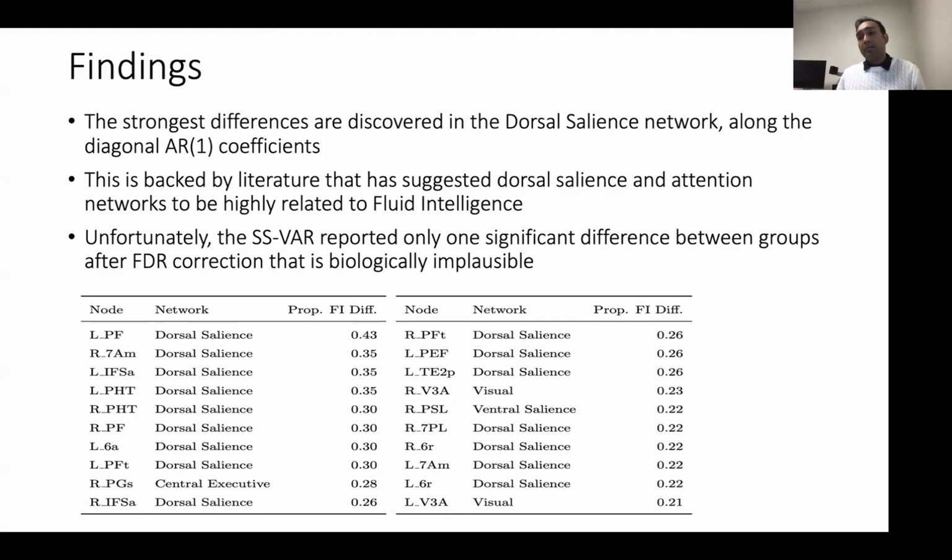And we feel the reason for the single subject VAR model to not find differences between these high and low fluid intelligence groups is due to the fact that it's not able to really account for the heterogeneity between subjects for each group, right? So if you don't account for heterogeneity, then you end up losing a lot of the information, which is precisely what might be happening here.